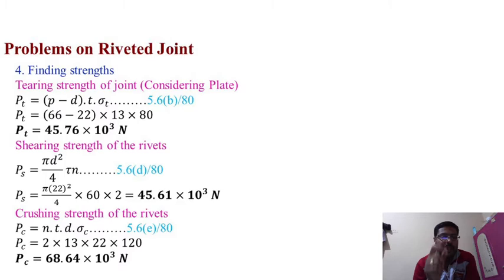So observe the PT value, PS value and PC value. The tearing strength of the joint is 45.76 into 10 raised to power 3 newtons. Then the shearing strength PS is equal to 45.61 into 10 raised to power 3 newtons. Then the crushing strength PC is equal to 68.64 into 10 raised to power 3 newtons. So note down the three values.